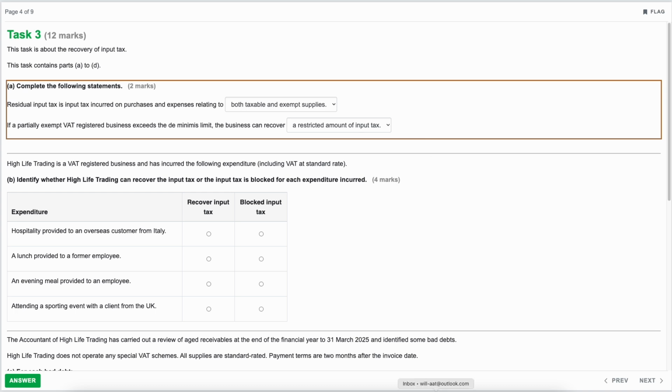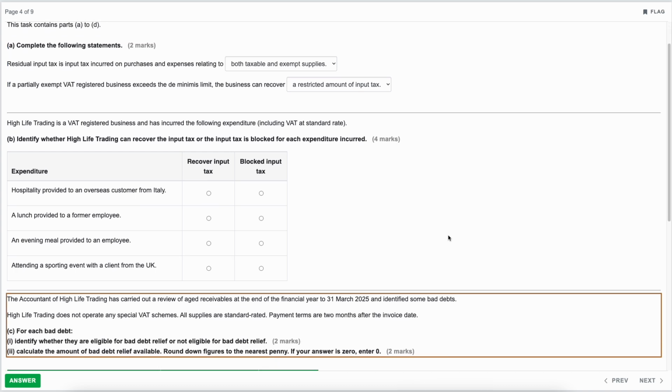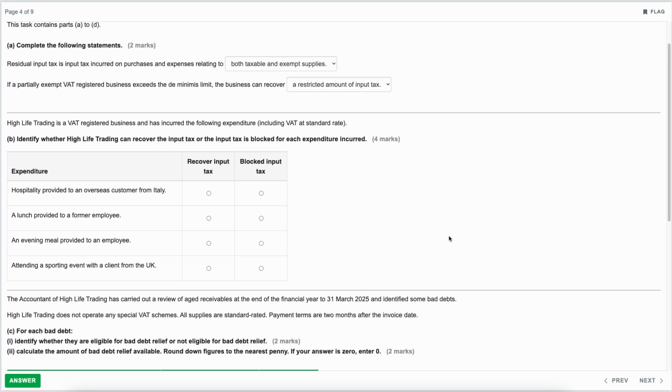Okay, let's move down then to part B. High Life Trading is a VAT registered business and has incurred the following expenditure, including VAT at standard rate. Part B, identify whether High Life Trading can recover the input tax or the input tax is blocked for each expenditure incurred. 4 marks, 1 mark for each. So the first expenditure we have on the list then, hospitality provided to an overseas customer from Italy. And we need to determine, can we recover the input tax or is the input tax blocked?